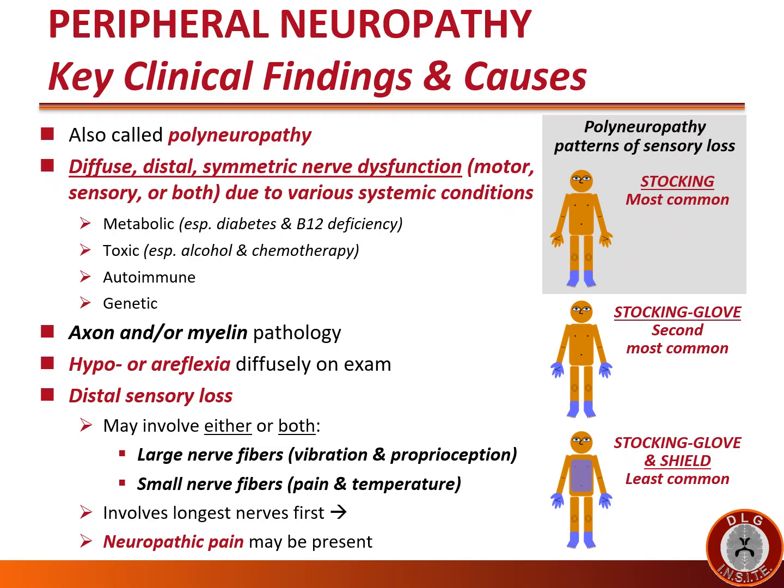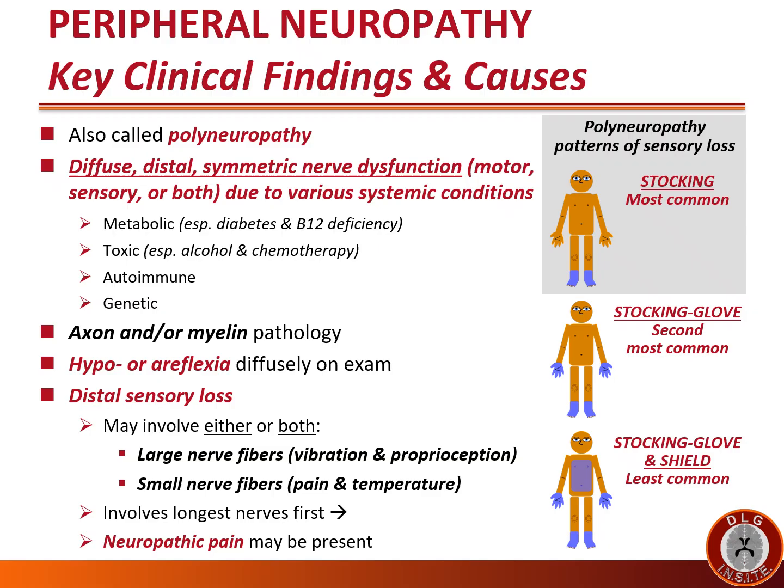And in general, they'll have decreased reflexes, hypo or areflexia, and they'll have distal sensory loss. Now, this distal sensory loss can involve either the large nerve fibers, vibration and proprioception, or the small nerve fibers, pain and temperature, either one or both. For example, in general, B12 deficiency tends to cause a large fiber neuropathy with only vibration and proprioception problems, whereas diabetes does both, large and small. And in general, chemotherapy involves small nerve fibers. So knowing the actual modality that's affected can help you figure out the etiology, actually.